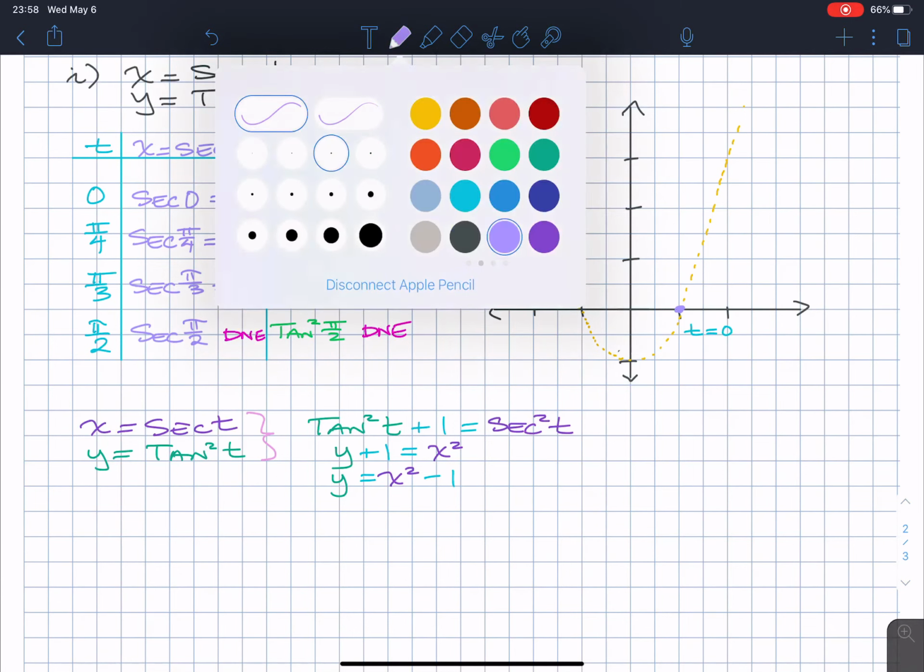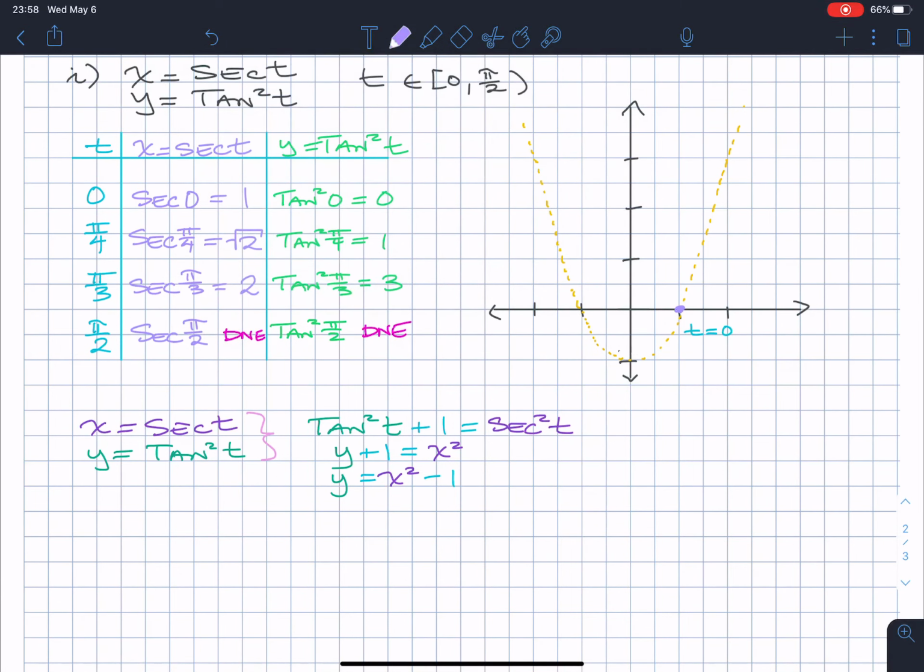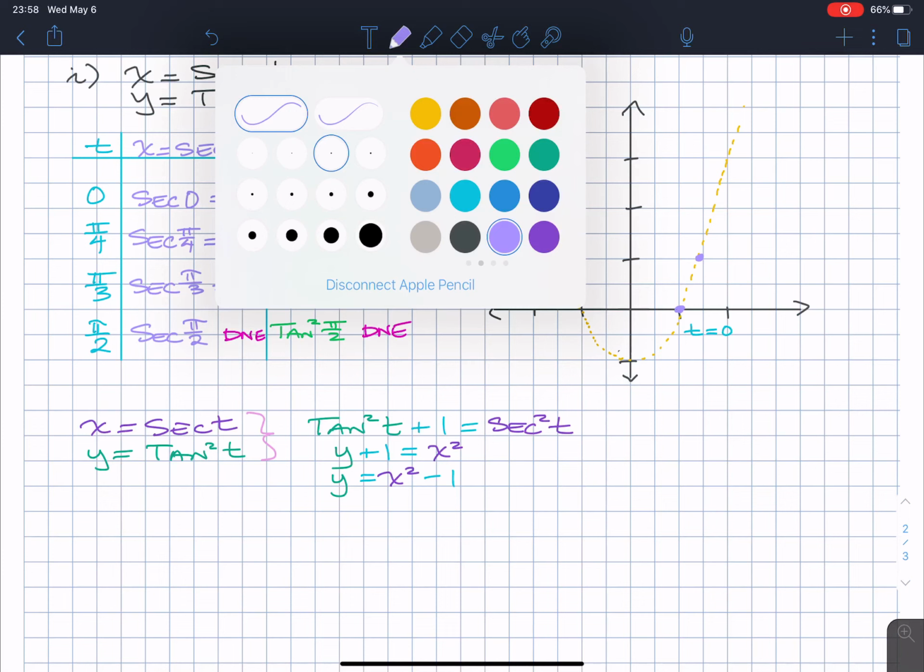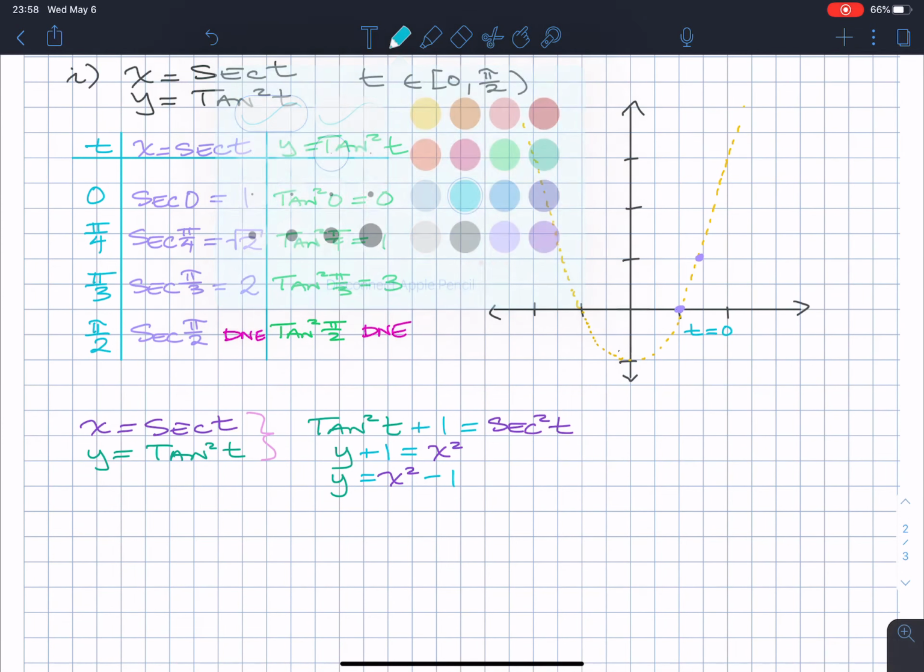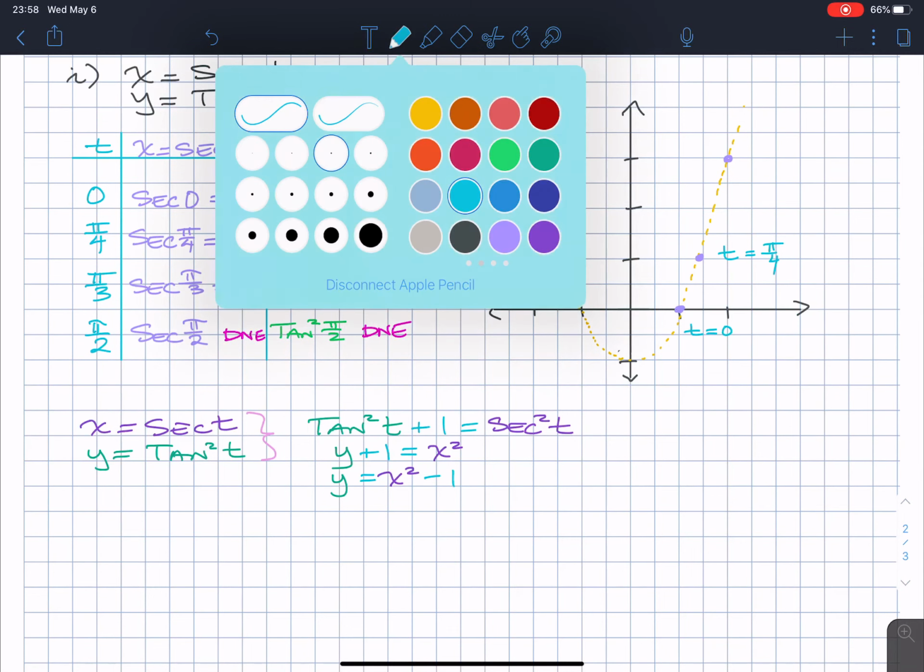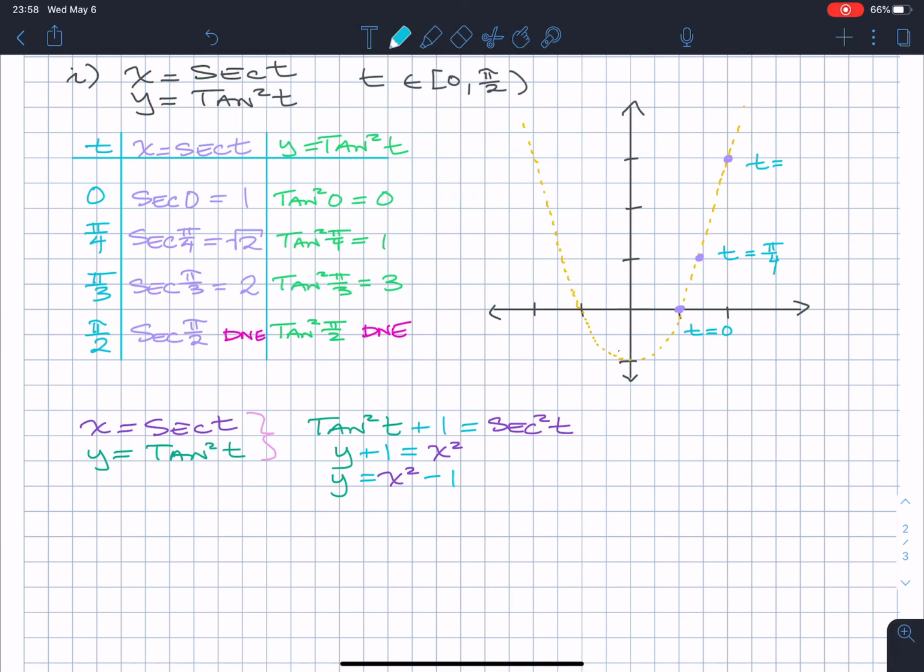So the next point, since I don't know where root 2 is, I do know where 1 is on the y-axis, so I'm going to assume it's right here. So this is when t is equal to pi over 4. The next point is at (2, 3), and that's when t is equal to pi over 3.